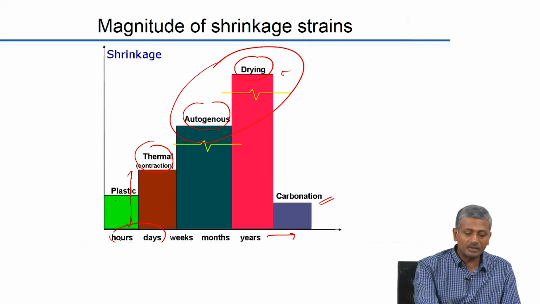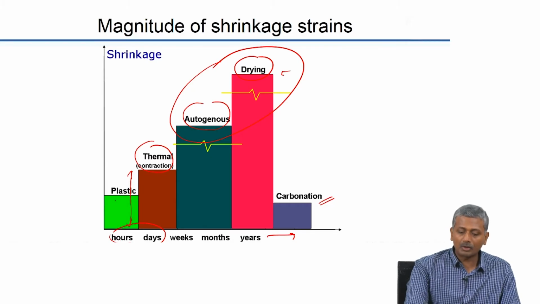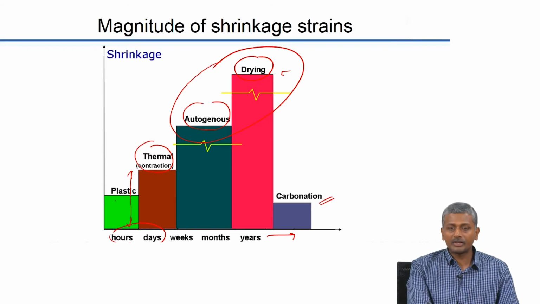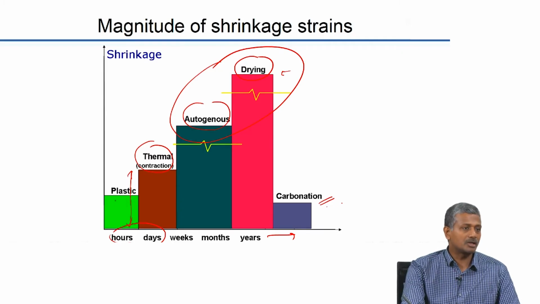Now in terms of early ages, plastic and thermal shrinkage are the most critical, but in terms of the long term performance we are talking primarily about autogenous and drying shrinkage, and probably to some smaller extent the carbonation shrinkage, because the extent of carbonation shrinkage is much smaller as compared to drying shrinkage or autogenous shrinkage.